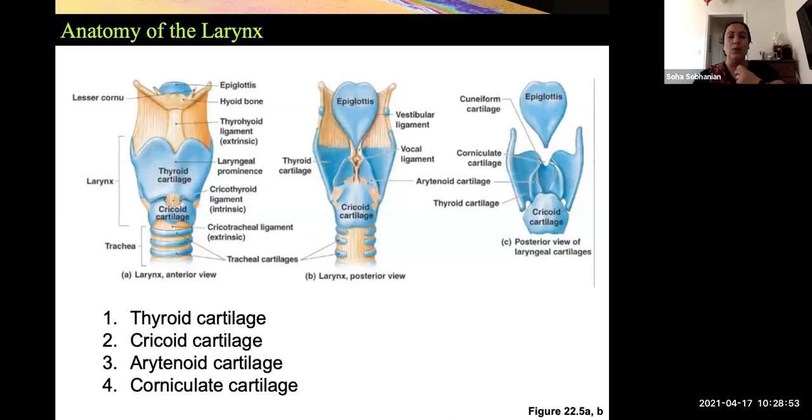Right beneath that, or inferior to that, you have another cartilage called the cricoid cartilage. Cricoid cartilage almost completely goes around to form a kind of circle right underneath the thyroid cartilage. And then you have 2 smaller cartilages which are related to your vocal cords and basically help move your vocal cords, called the arytenoid cartilage and the corniculate cartilage. I know it sounds like a lot of vocabulary.